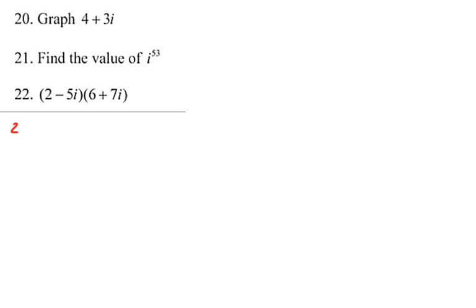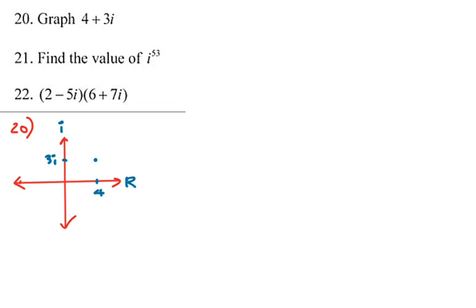Number 20. They want you to graph 4 plus 3i. How do you do that? First, write down the horizontal one, in this case the real axis, and the vertical one is the imaginary axis. So 4 plus 3i simply means in the real part we get 4. So it's almost like having an x value of 4. And then 3i simply means 3 units on the i-axis. So that point would be our point for 4 plus 3i.